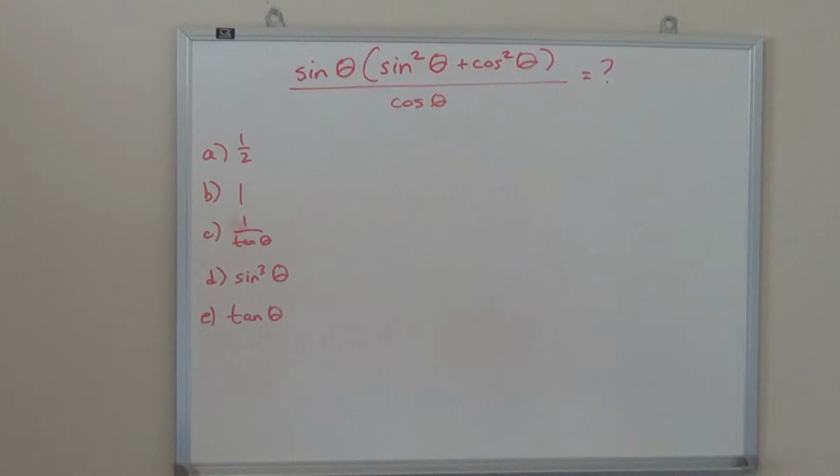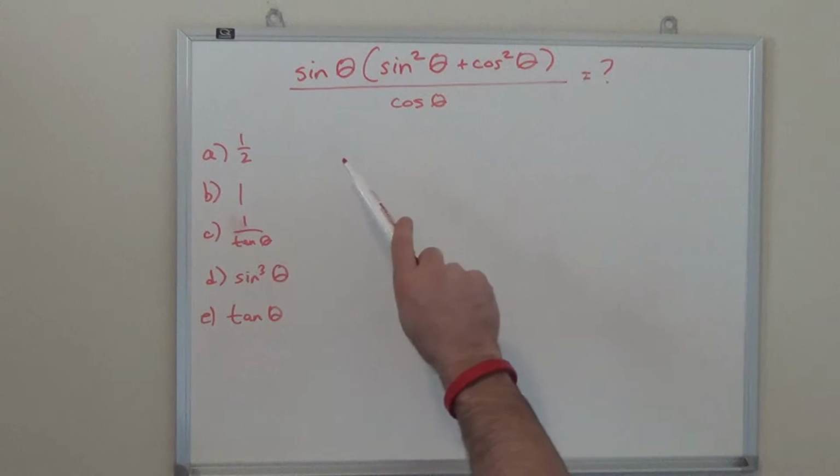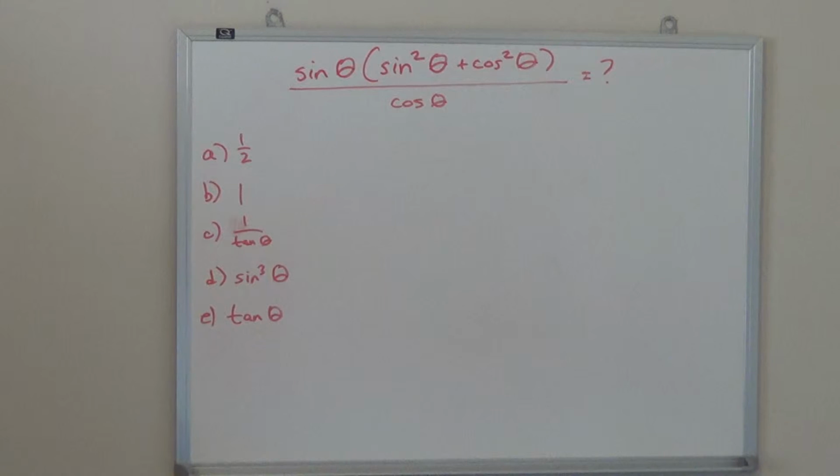Okay, we're going to hit another one with these trig identities. Let's see what we got here this time. We have sine theta times sine squared plus cosine squared theta over cosine theta. And we want to simplify that and come up with one of these answers.